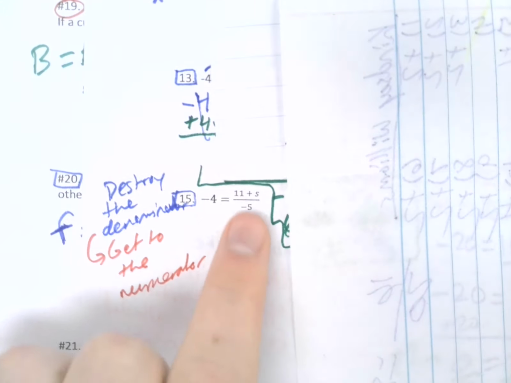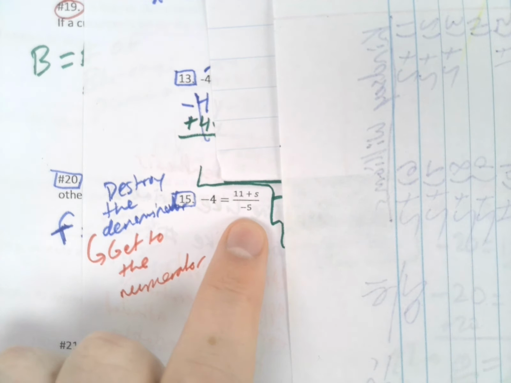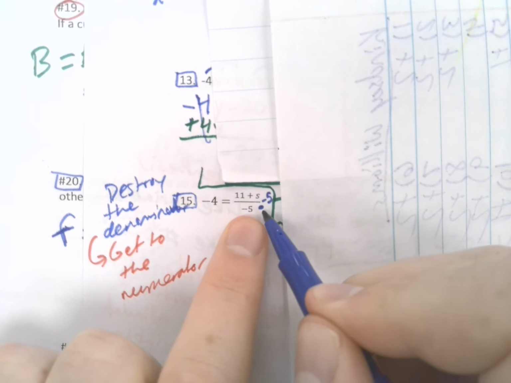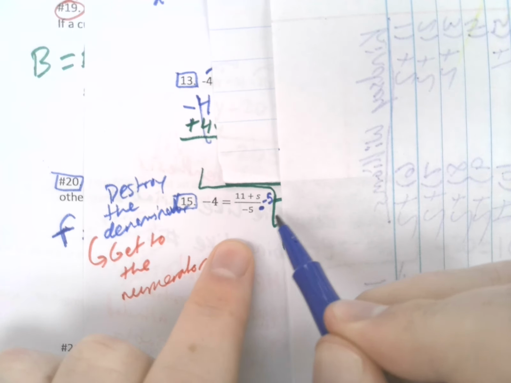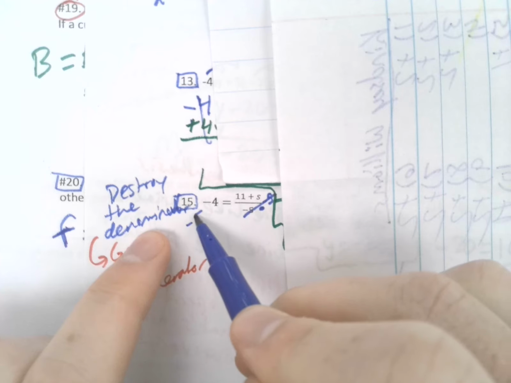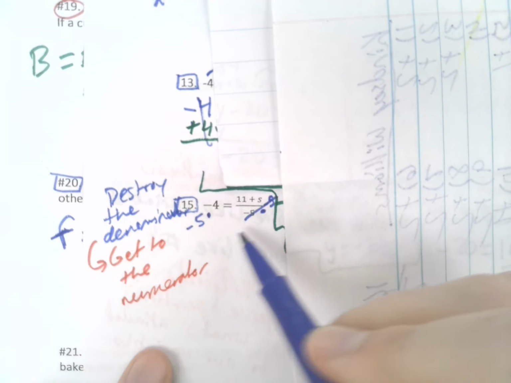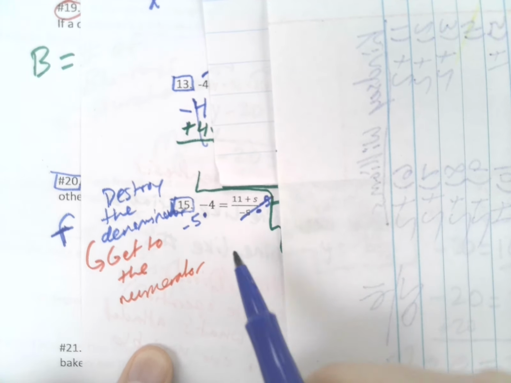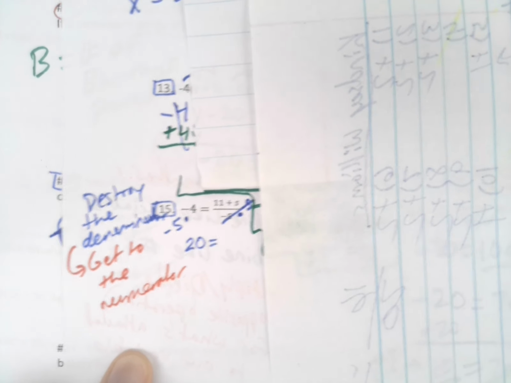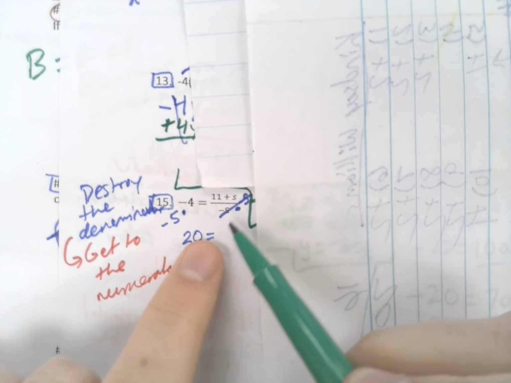So if you have 11 plus s being divided by negative 5, why don't we multiply by negative 5? So that'll cancel that out. But what you do to this side, you've got to do to this side as well. Negative 4 times negative 5 is positive 20. That 11 plus s drops down.